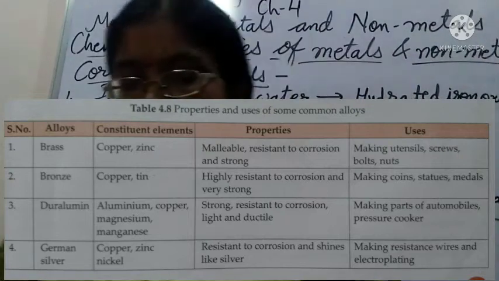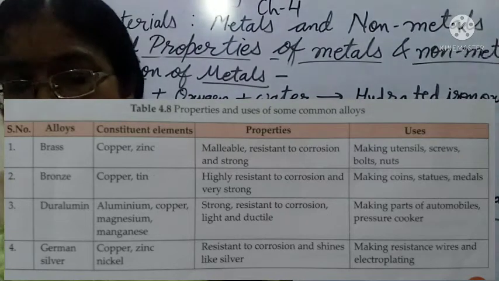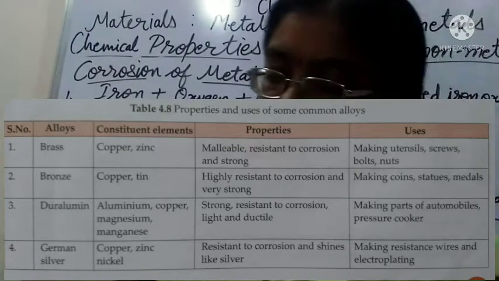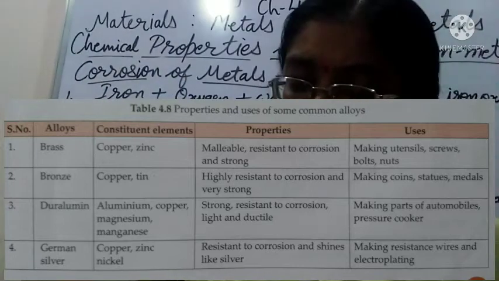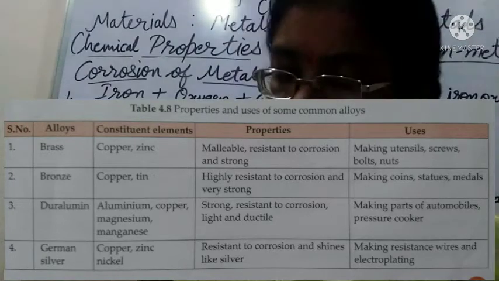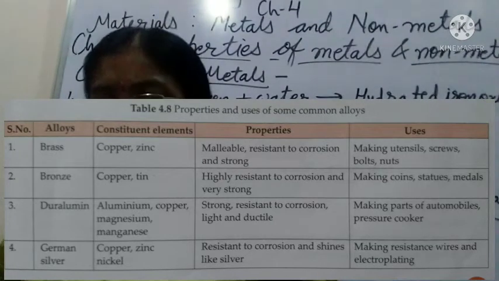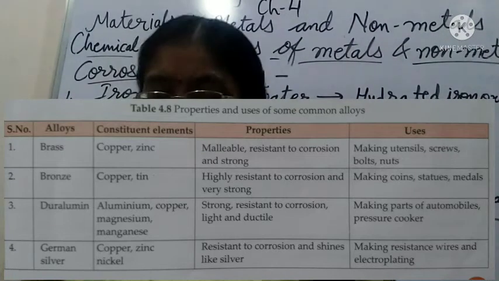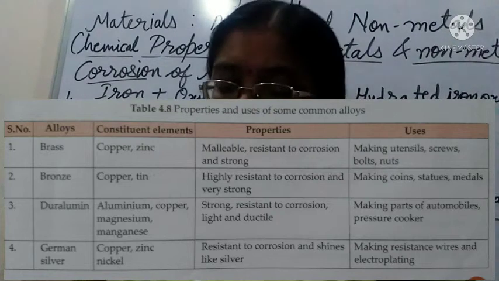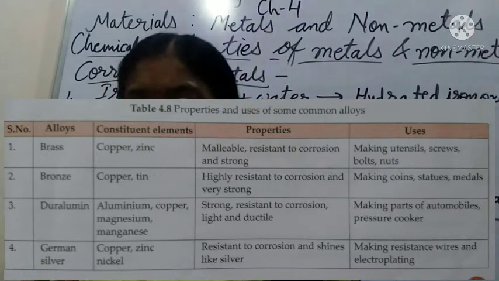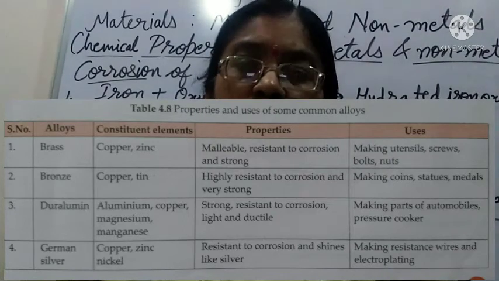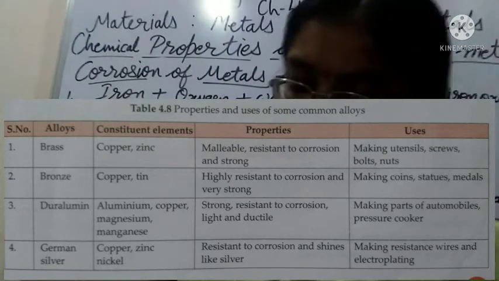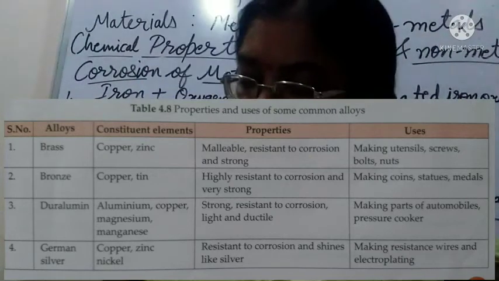First, brass. Brass is an alloy and the constituent elements are copper and zinc, and it is malleable, resistant to corrosion and strong, and used to make utensils, screw, bolt, nut, etc. Second is bronze, and the constituent elements are copper and tin, and it is highly resistant to corrosion and very strong, and it is used to make coins, statue, medal, etc. Then duralumin, it is a very important alloy, and aluminium, copper, magnesium and manganese are its constituents, and it is strong and resistant to corrosion, light and ductile. It is used in making parts of automobiles, pressure cooker, etc.